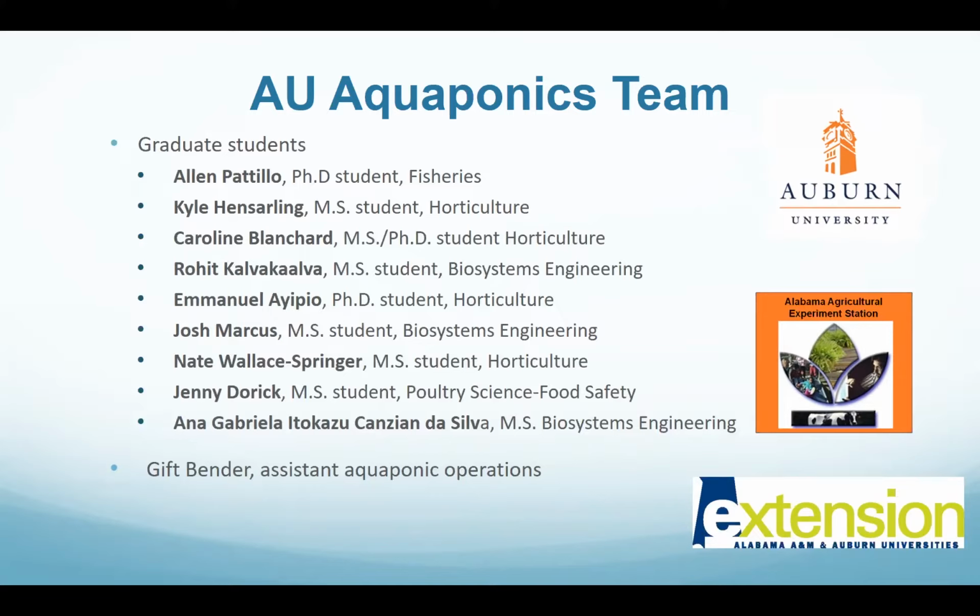Alan Patillo in fisheries, Kyle Henserling in horticulture, Caroline Blanchard in horticulture, Rohit Kalva in biosystems engineering, Emmanuel Ayipo in horticulture, Josh Marcus in biosystems engineering, Nate Wallace Springer in horticulture, Jenny Dorick in poultry science, food safety, and I'll just say Gabi in biosystems engineering. And of course, Gift Bender, she works as Molly Smith's right-hand person to keep the facility going.